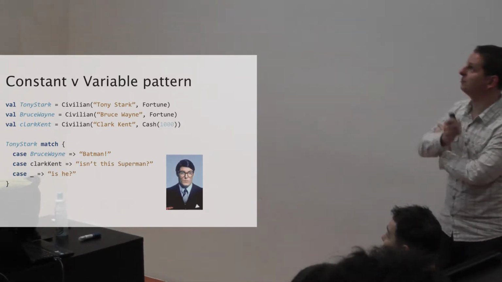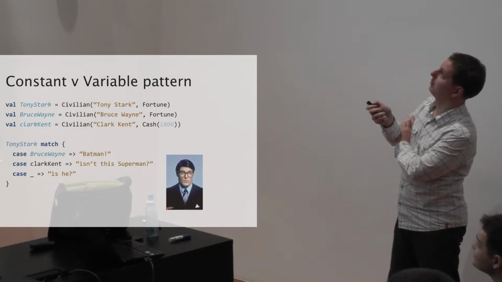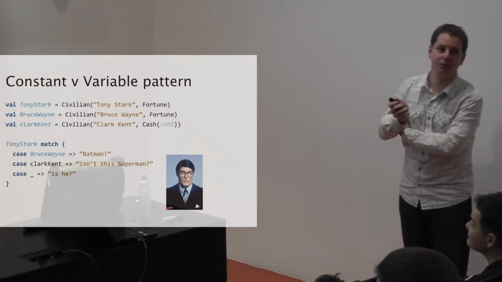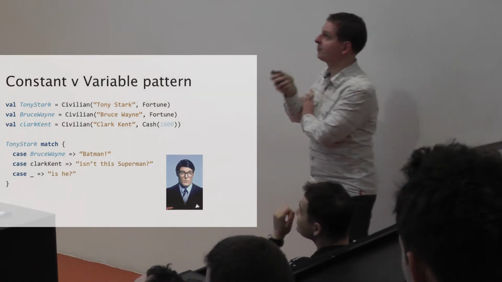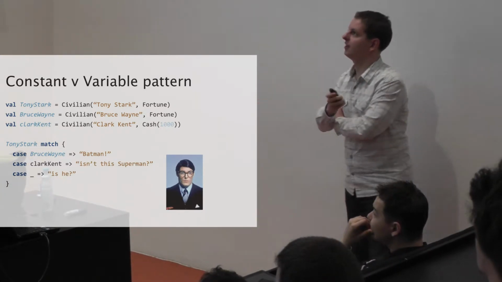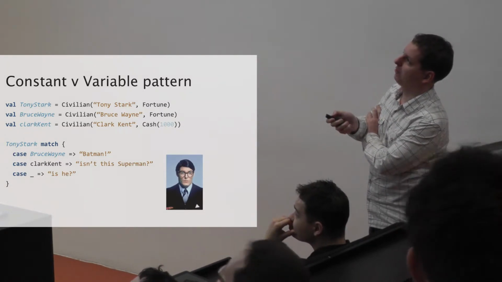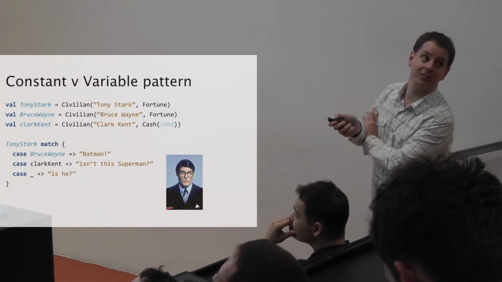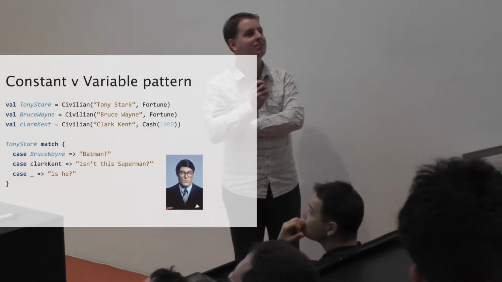Let me show an example with more context. Let's say we have a Tony Stark, you know, he has a fortune, Bruce Wayne, against a rich man, and this poor journalist Clark Kent, some cash in the pocket. And we will match Tony Stark against these three branches. And you can see it bare naked. Bruce Wayne, bunch of letters. Clark Kent, bunch of letters. There is some reason why it's not italicized and blue. Can you spot the difference?